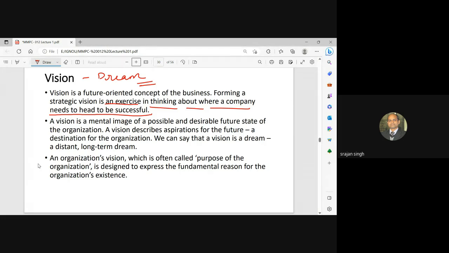And the basic thing about vision is that at present, you don't know how this vision will be achieved. Maybe because of lack of resources, lack of manpower, or technology, or anything. But still, it is a very broad picture of where the business wants to go. So this is what vision is. Vision is a mental image or future state of the organization, right? We can say that vision is a distant, long-term dream.